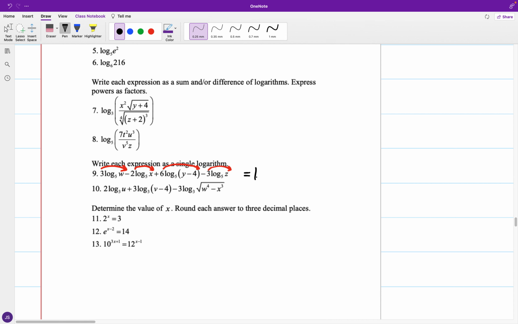So now we're going to have the base 5 logarithm of w to the 3rd, minus the base 5 logarithm of x squared, plus the base 5 logarithm of y minus 4 to the 6th, and we have minus the base 5 logarithm of z to the 3rd.